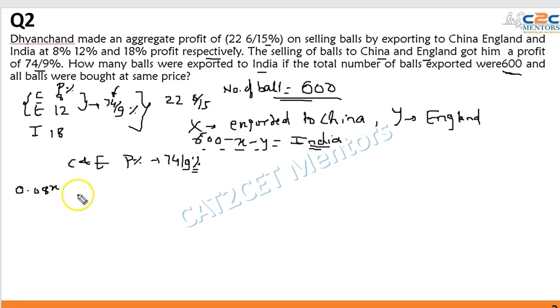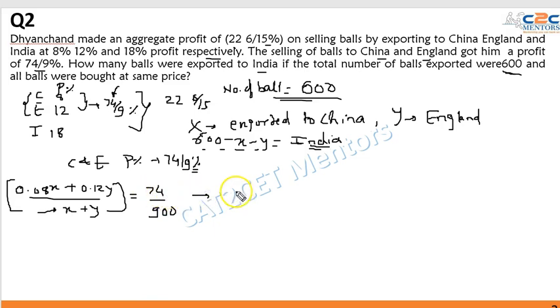0.08x plus 0.12y upon x plus y, because this is the net quantity, and in this transaction the net profit that is generated is 74 by 9 percentage, that is 74 by 900. So on simplification, this equation becomes 72x plus 108y, which is equal to 74x plus 74y, or this can be written as x is equal to 17y.